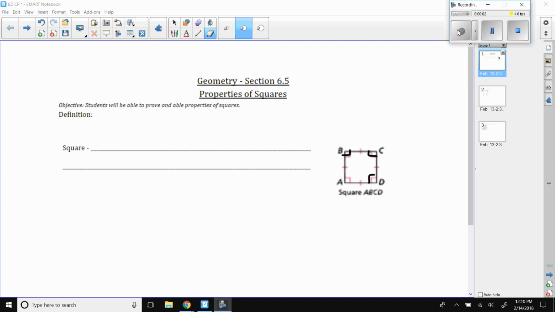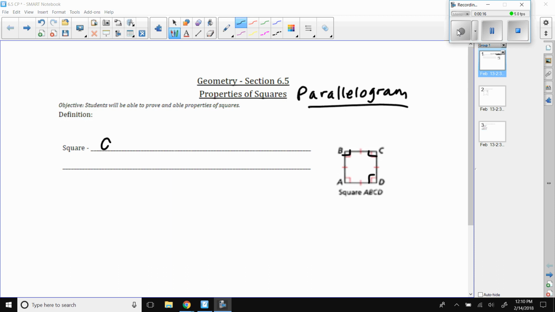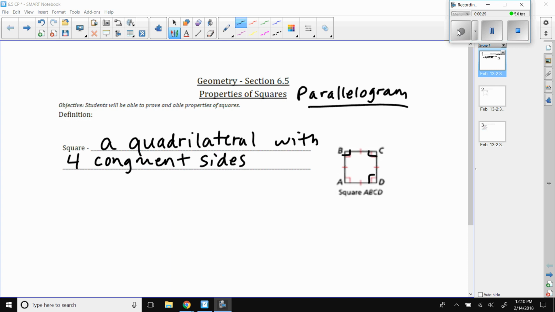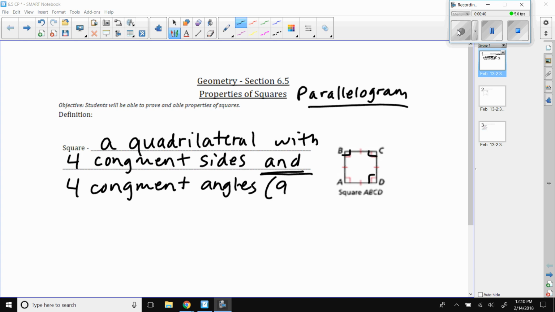Okay, so properties of squares. A square, again, is going to be just another parallelogram as well, so all those properties are going to come along with our square. The definition is going to be a quadrilateral with 4 congruent sides. And, this is the important part, 4 congruent angles. And these are all right angles. They're going to be 90 degrees.